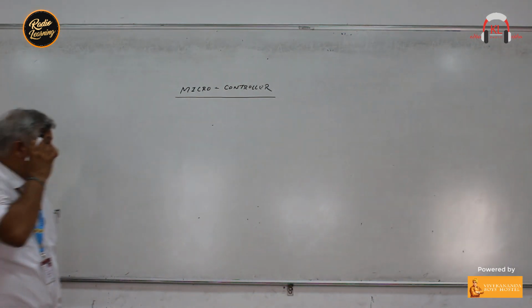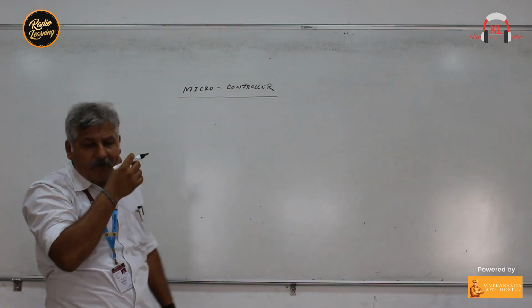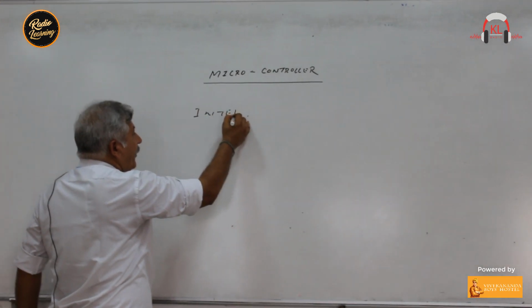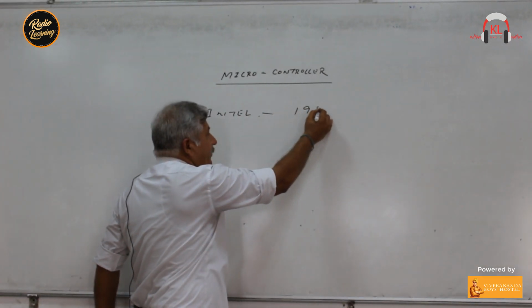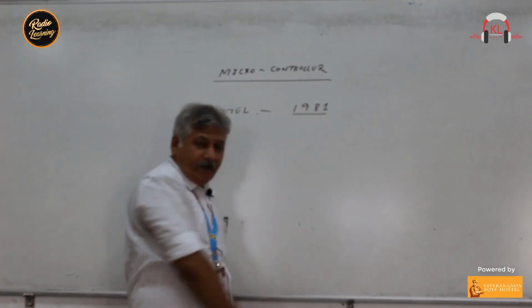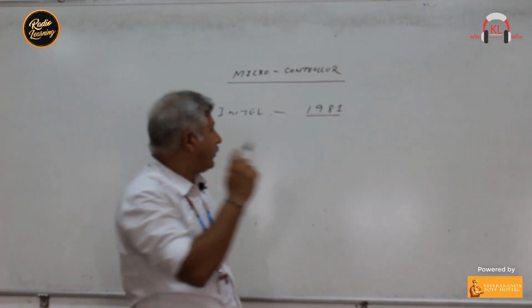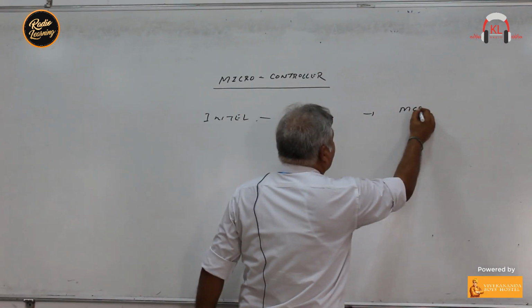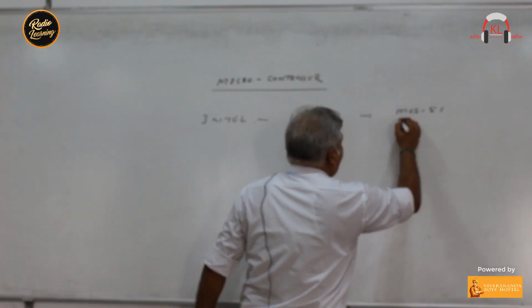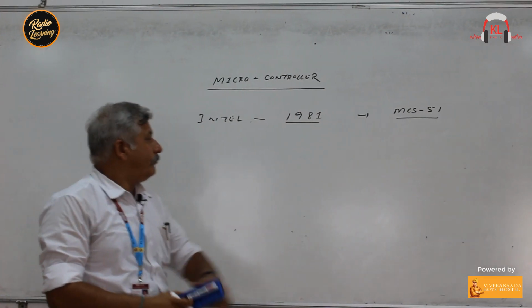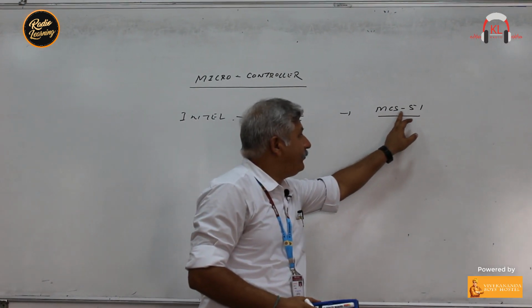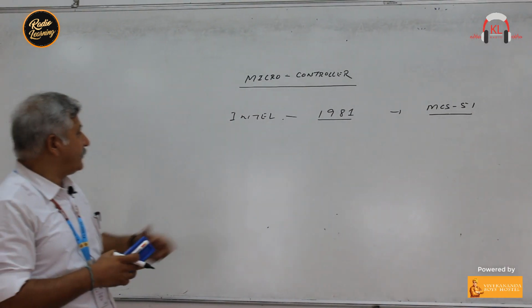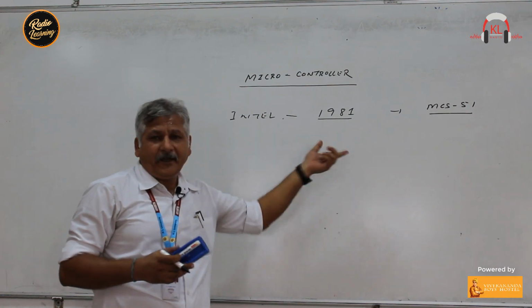So the first microcontroller was manufactured by Intel company in 1981, right? And the part number of that microcontroller was MCS 51, that is, microcontroller system 51 was the part number. So the first microcontroller was produced by Intel company in 1981.